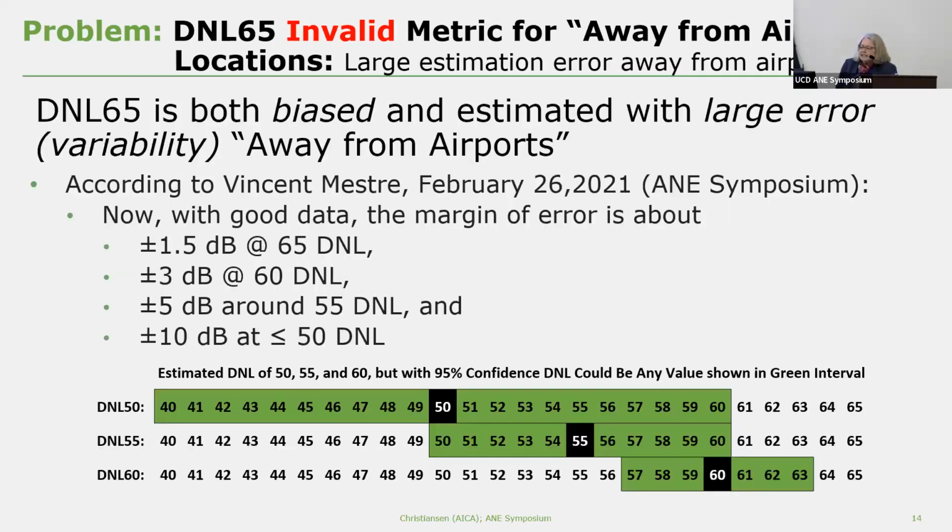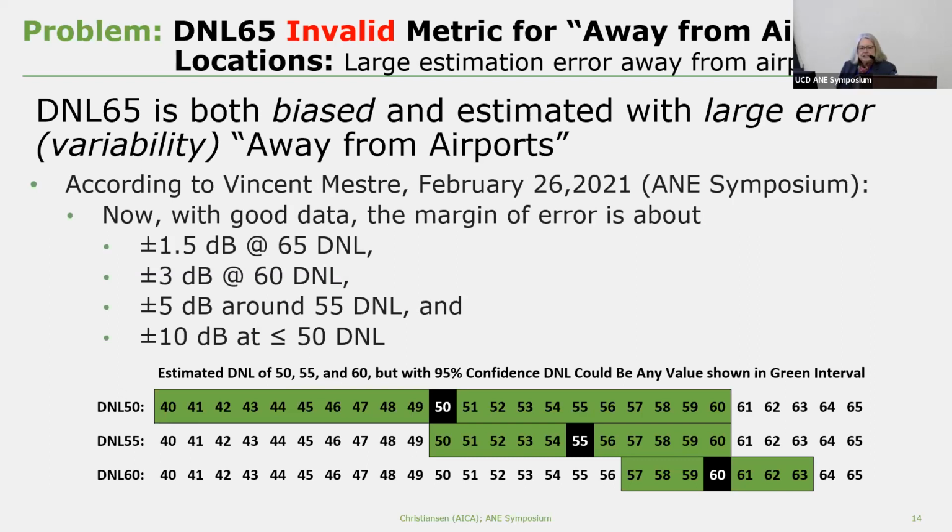Here's another reason why the DNL 65 metric is invalid for those away from the airport. According to Vince Mestry from 2 years ago at this exact symposium, I asked the question, what's the margin of error? That's what statisticians like to know. For these DNL estimates, he responded that at 65, it's gotten pretty good, 1.5 decibels. But when you get out to an estimate of 50 DNL, it could be plus or minus 10. So what you see in the graphic below, the first line in green is DNL 50.